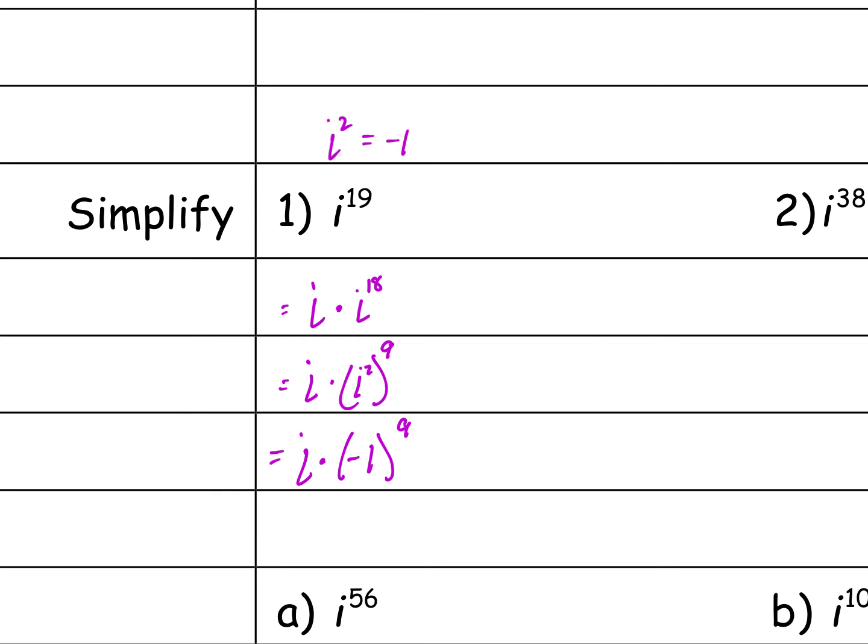I had one class that said -1 to the 9th power was 9. Yeah, because they did 1 times 9. It's okay, I did that first. So then that means it's going to be I times -1, which is -I. That's it. So I to the 19th is -I.